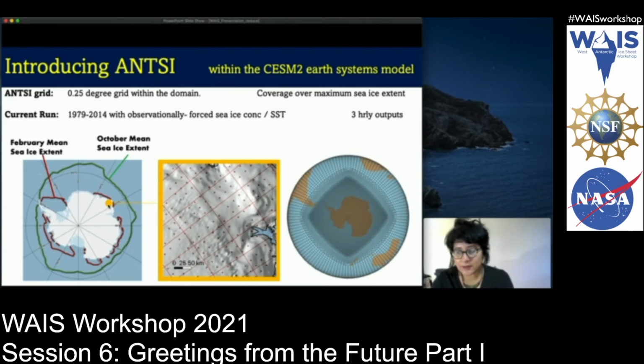Now, if we zoom in on this very small part of East Antarctica, what I want to emphasize here is the way that enhanced resolution can capture more complex topography. The grid lines are the CMIP6 resolution, and the spectral element points for ANSI are shown here in red dots.